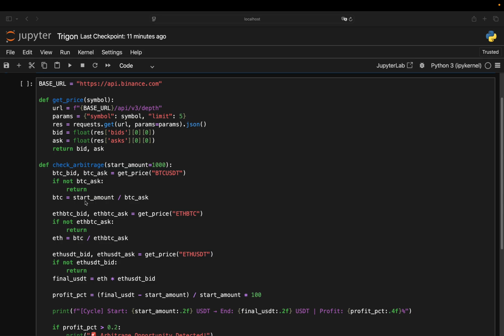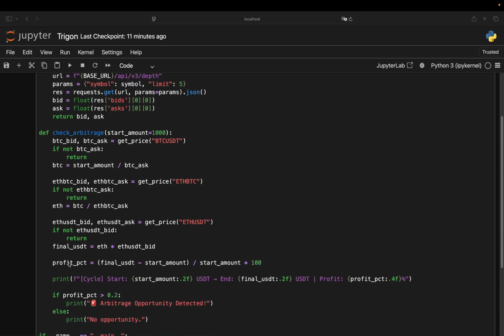And same story here. This condition is just always if the bid or ask is unavailable, we exit the function. Then we calculate the profit percentage. So we just compare the final USDT amount with the amount we started with. So we have the start amount and then the final USDT calculated here minus the start amount in relation to the start amount, multiplied by 100 to get the percentage change. And this will just print the results of the arbitrage cycle: how much we are starting with, how much we ended with, and the calculated profit or loss percentage.